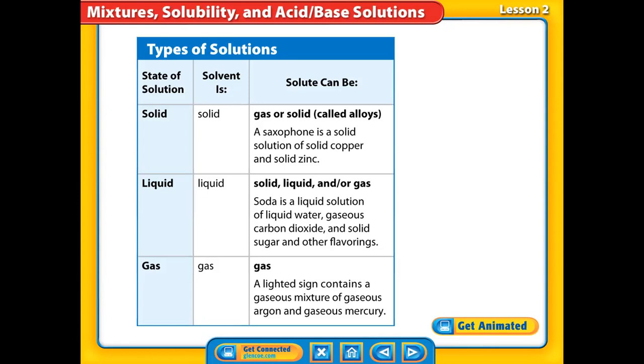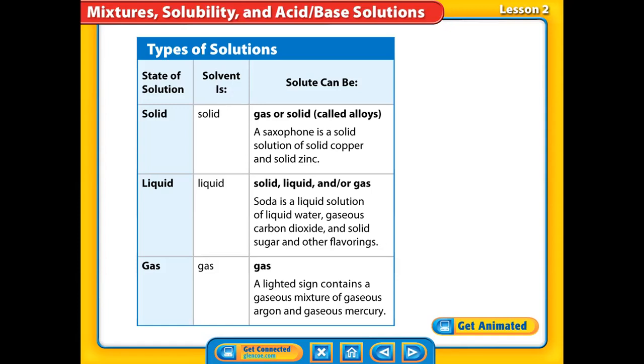The second type, which is the most common one, and the one you just imagine when we say the word solution, is a liquid solution. A liquid solution is a solution formed once the solvent is liquid. And once the solvent is liquid, the solute could be solid, liquid, or gas. That means some solids, some liquids, or even gases have the ability to dissolve in liquid solvents.